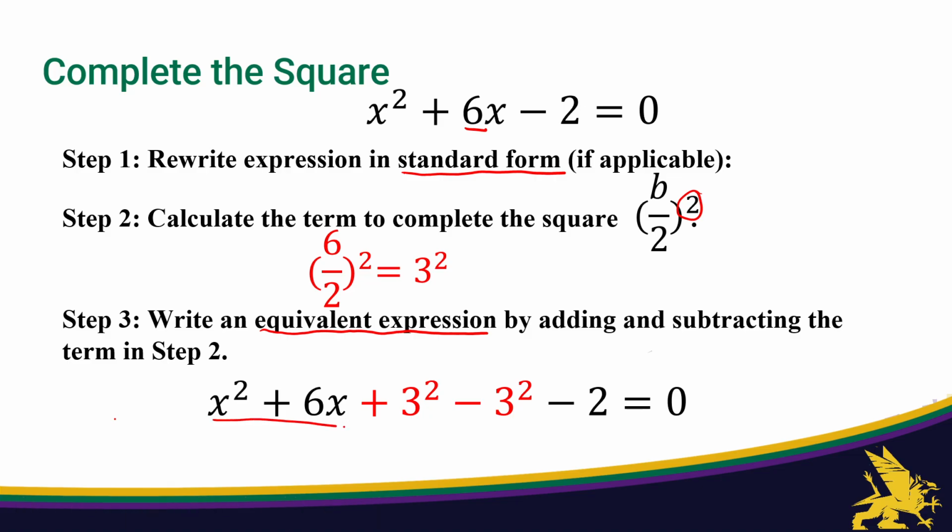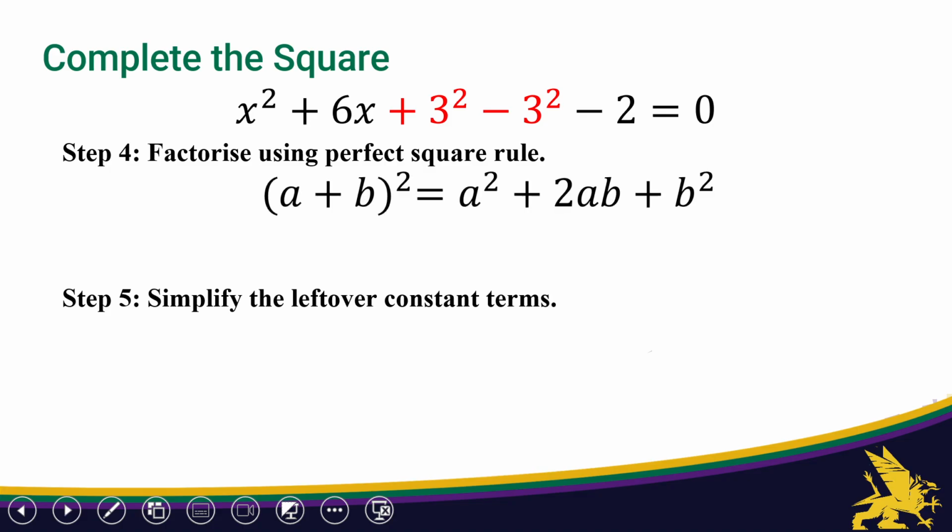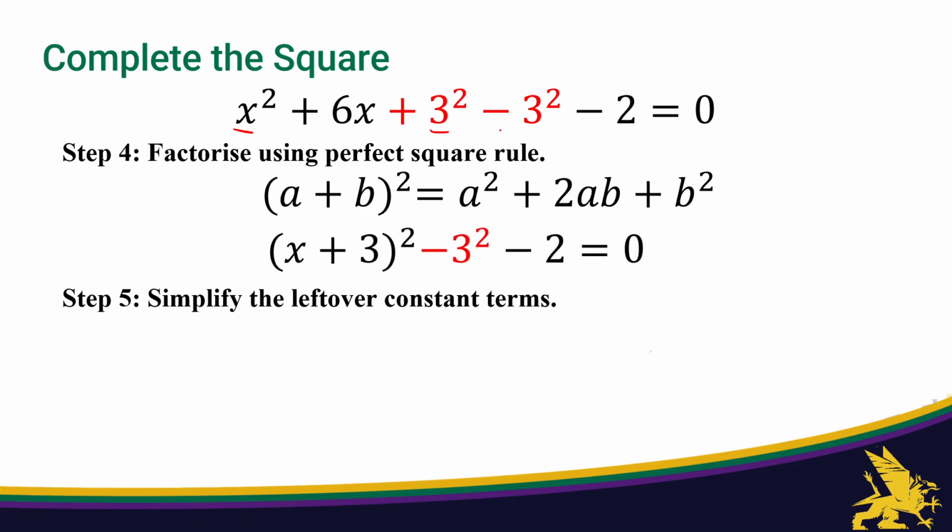Now this part here, straight away in terms of the perfect square rule, which is a squared plus 2ab plus b squared, I can check this. If a is x and b is 3, 3 times x is 3x times 2 is 6x. So that's where we're going to use that rule. So we rewrite it. We know our x is a and we know our b is 3. And I keep everything else the same on the outside. So I've got take away 3 squared, take away 2 equals 0.